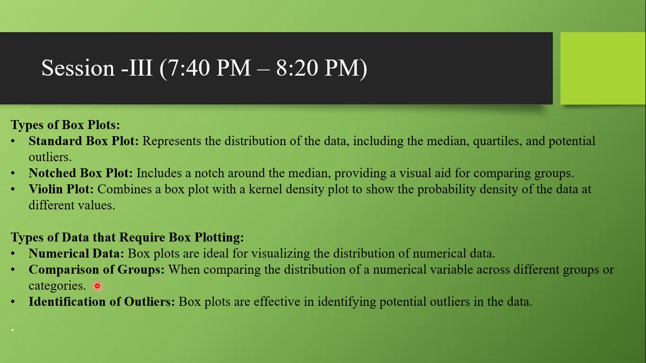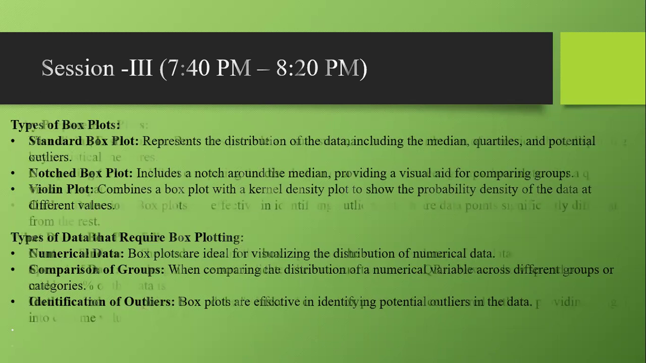The second category for which you can prepare a box plot is comparison of groups, when comparing the distribution of a numerical variable across different groups or categories. So if you want to compare your continuous variable with the different categories of another variable, you can use it for comparison of groups. Then you can also identify the outliers using the box plot.